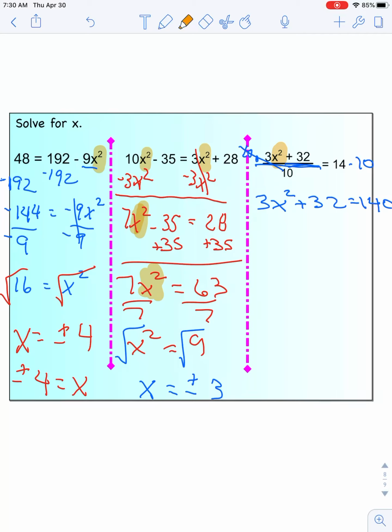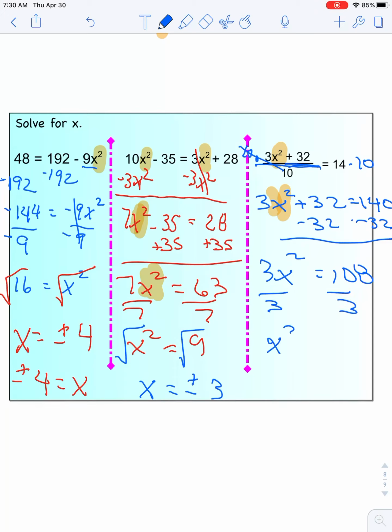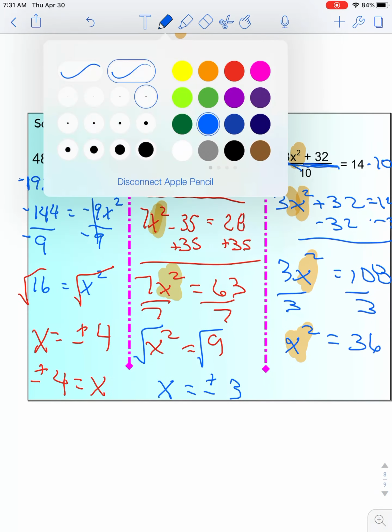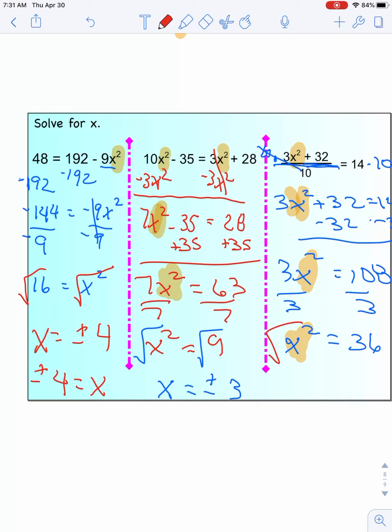So now it looks more like the ones we've solved. So we'll go ahead and subtract 32 on each side. That gives me 3x squared equals 108. Now I divide by 3 and I get x squared equals 36. Okay, I've got my x squared finally by itself. So now I can take the square root of each side, and x is equal to plus or minus 6.